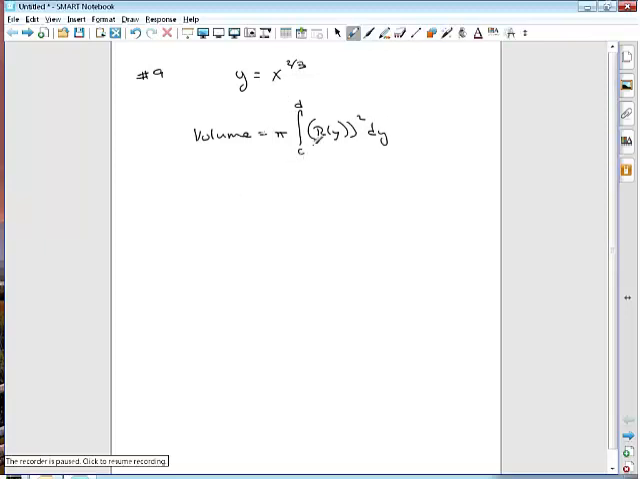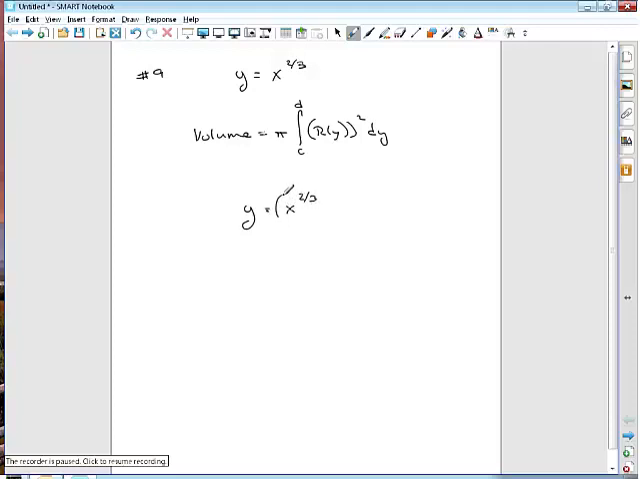So just like before, we need to rewrite this equation as a function of y instead of a function of x. So if you think about this, we take y equals x to the 2/3, and what we want to do is get x to the first power, which is what we're solving for.